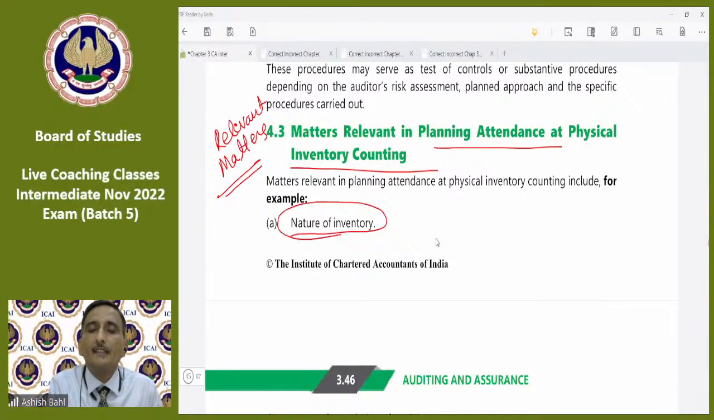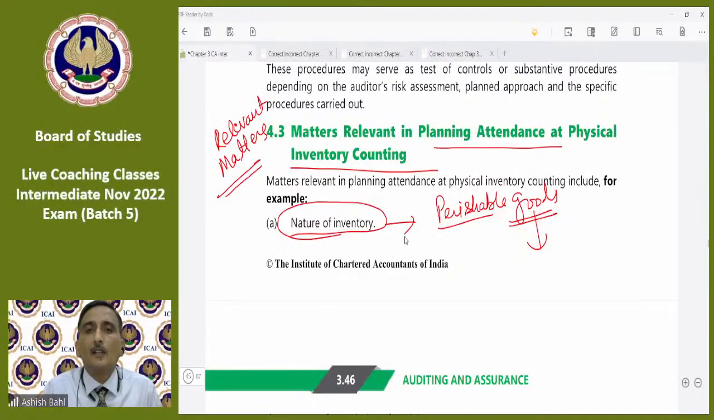What is the nature of inventories? Say whether these are perishable goods which are of low shelf life. So what is the nature of goods? Whether it is say fabric or yarn, then it can get easily damaged if it is lying in the open. It may gain moisture, or it may be damaged by the rains. However, if it is say some kind of iron goods, then these might be lying in the open. Is that clear?